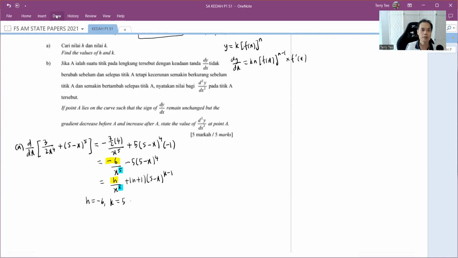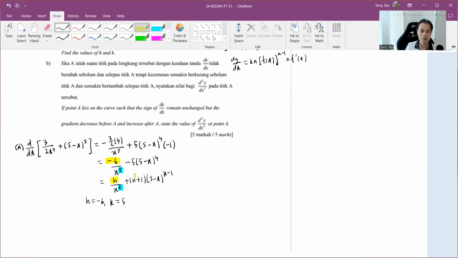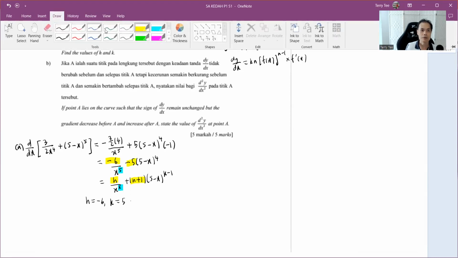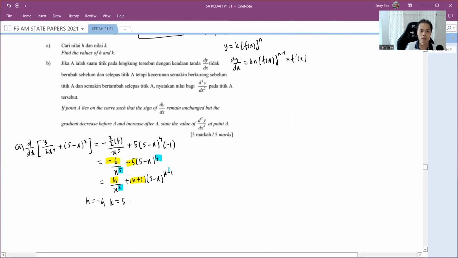Now, if you don't believe me, you say, oh, I want to compare the second one as well. Yeah, you can do that. h plus 1 is negative 5, all right? And if you compare your k, see, it's going to be the same. When you compare the second one, h plus 1 is negative 5, your h is still negative 6. And k minus 1 is now 4, your k is still 5, right? So it's just not necessary actually to do both. You do one, you get your h and k straight away.